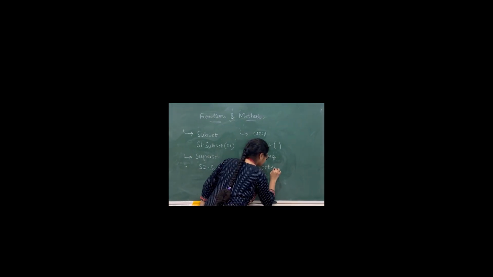S1 dot subset of S2. This is S2 dot superset of S1. And then the copy operation, S1 dot copy. In the sorting, we use the sorted function and we write the set inside it.